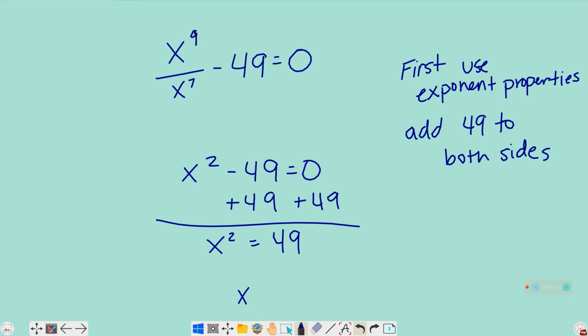To solve it for x, I undo the square by taking the square root. And the square root of 49 is 7, because 7 times 7 gives us 49.